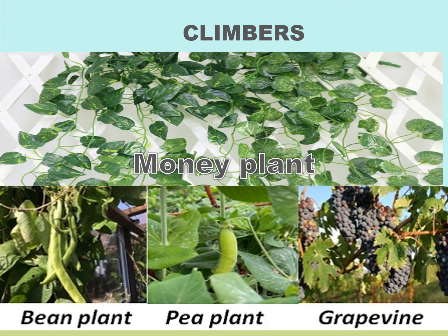Now we will study about climbers. Children, some plants that cannot stand straight, they need some support like walls, sticks, etc. to grow straight are called climbers. Example, peas and beans plant, grapevine, money plant. All these are the example of climbers. Why they are called climbers? Because they need some support like walls, stick, etc. to grow straight.